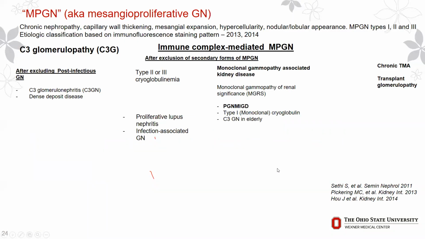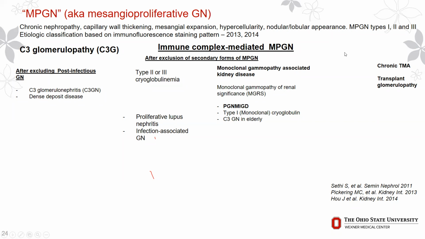So just a little diversion for the fellows and the junior people. MPGN, also called membranoproliferative glomerulonephritis, is basically a chronic, relapsing nephropathy, causing a lot of capillary wall thickening, remodeling, mesangial expansion, hypercellularity, and a nodular lobular appearance of the glomeruli. Previously, we just had one classification based on the electron dense deposits on EM, MPGN type 1, type 2, type 3. But since then, we have come a long way in our understanding of this disease. And in 2013 or around 2014, an etiology classification based on immunofluorescence staining was established. And these are some of the important references from that time.